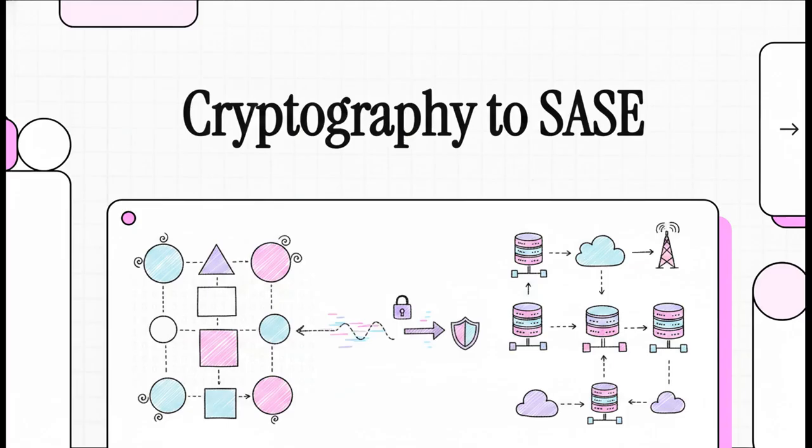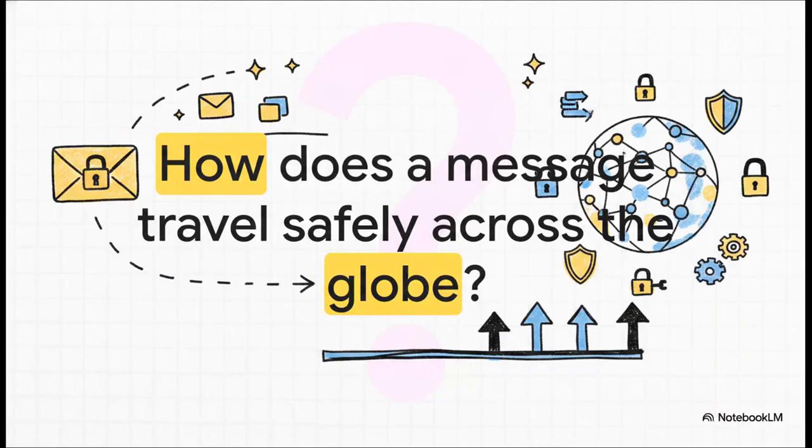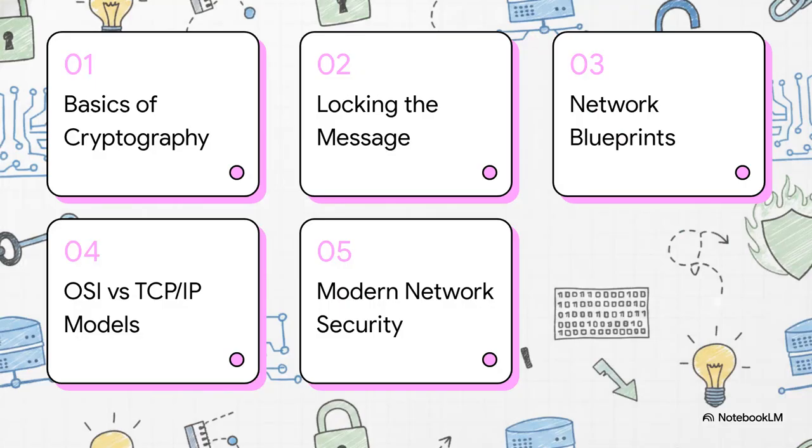We're tracing the life of a secure message, right from its foundational math all the way up to massive enterprise-level network architectures. It really all boils down to one essential question. How does a message travel safely across the globe? And figuring this out isn't just about memorizing a bunch of technical jargon. It's really about uncovering the hidden infrastructure of trust that literally makes our entire modern internet possible. Okay, let's dive into this.